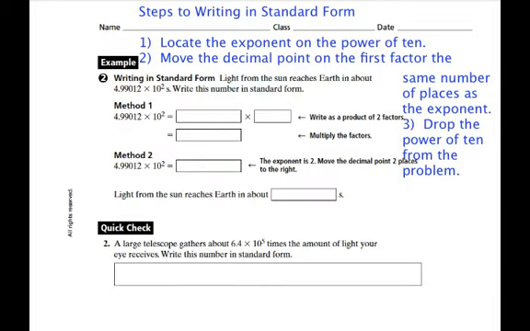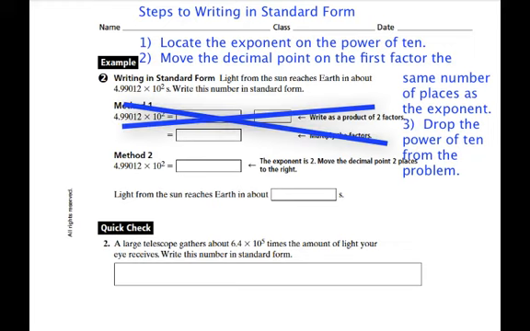The steps to writing in standard form are: step 1, locate the exponent on the power of 10. Step 2, move the decimal point on the first factor the same number of places as the exponent. If your exponent on the power of 10 is 4, you're going to move your decimal point 4. And step 3, drop the power of 10 from the problem. I think it'll make a whole lot more sense when we try some problems together. We are going to not do method 1 that's listed here. We're going to start right with method 2.